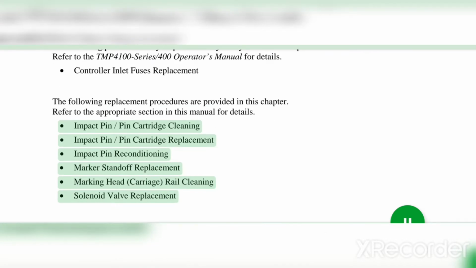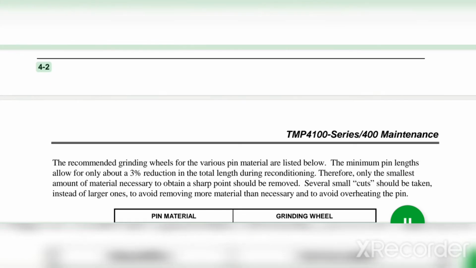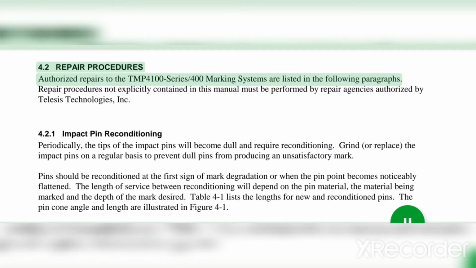Impact pin/pin cartridge cleaning. Impact pin/pin cartridge replacement. Impact pin reconditioning. Marker standoff replacement. Marking head carriage rail cleaning. Solenoid valve replacement. Maintenance procedures 4 to 2. 4.2 Repair procedures. Authorized repairs to the TMP 4100 series / 400 marking systems are listed in the following paragraphs. Repair procedures not explicitly contained in this manual must be performed by repair agencies authorized by Telesis Technologies, Inc.